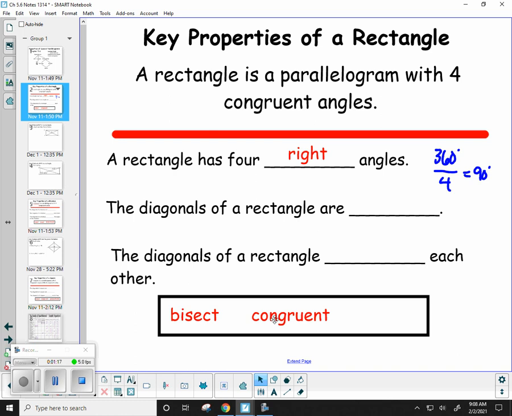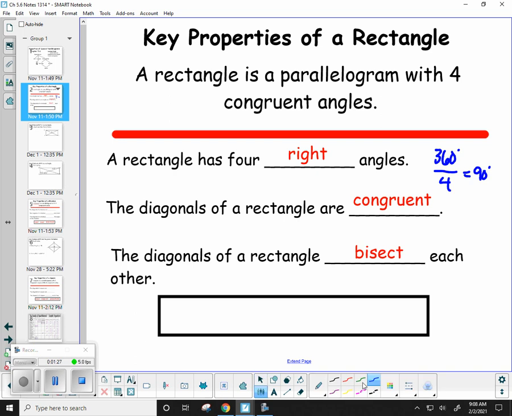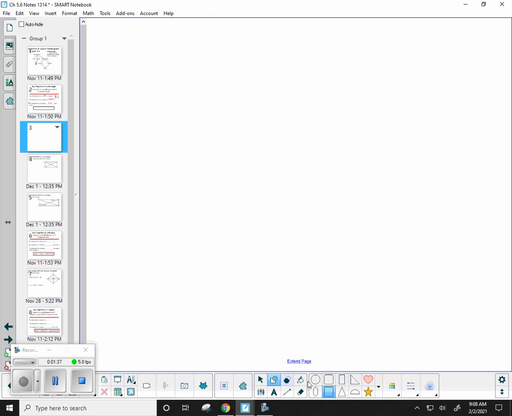The diagonals of a rectangle are congruent. We're going to talk about that here in a second. The diagonals of a rectangle also bisect each other. Now, this is true because it's a parallelogram, right? That's one of those properties of parallelograms. So let's explore a little bit the fact that the diagonals are congruent.